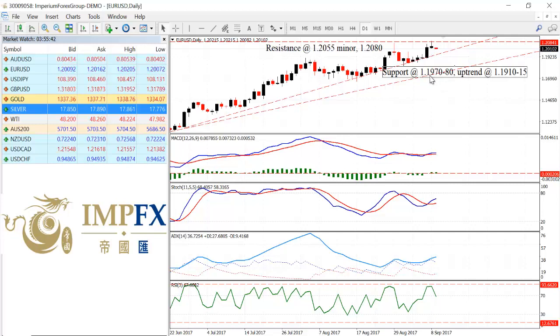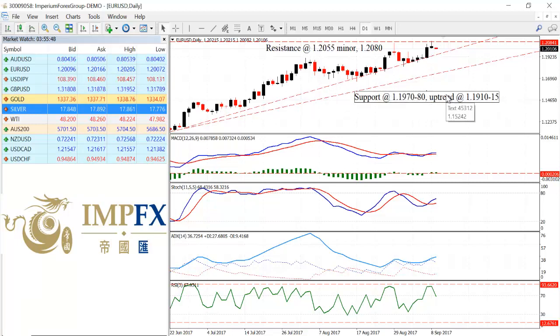So if that's the case, then we could see a little bit of downside pressure for the start of today. However, support comes in now at 119.70-80, and the uptrend clearly coming in at 119.10-15. But as I mentioned, I still need to see further evidence from the US dollar to support a bearish case for the euro. Otherwise, the market could rebound off this level of 70-80 and look back up towards the topside, with the immediate resistance coming in at 120.55 and then at 120.80.